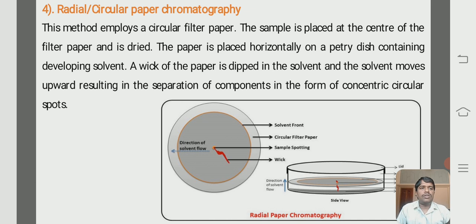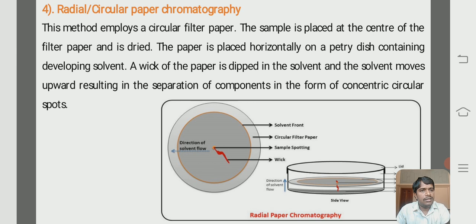And the fourth one, radial or circular paper chromatography. This method employs a circular filter paper. We are going to take a circular filter paper. The sample is placed at the center of the filter paper and it has to be dried. The paper is placed horizontally on a petri dish.